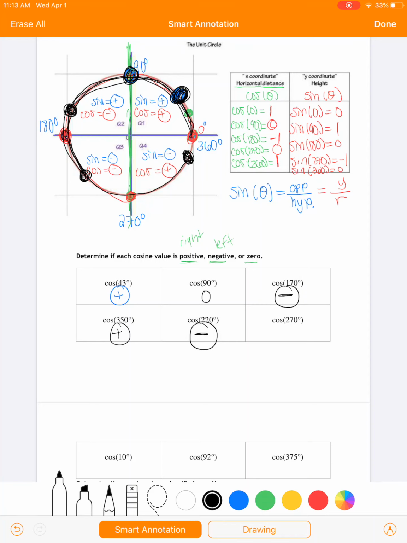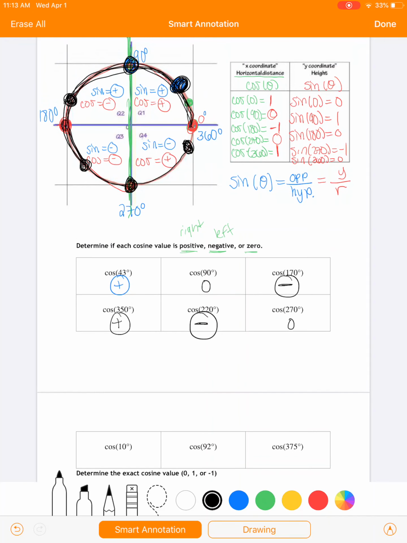And then 270. So if I made a 270 degree rotation, I would be right here. And I'm not on the right side or the left side. I'm right in the middle. So that means cosine of 270 would be 0. Okay. We have 3 more. Sorry, these should have been bumped up. It must have cut off weird. 10 degrees would just mean I made a little angle of rotation, a little tiny 10 degree rotation. And that 10 degrees would put me on the right side, so I'm positive.